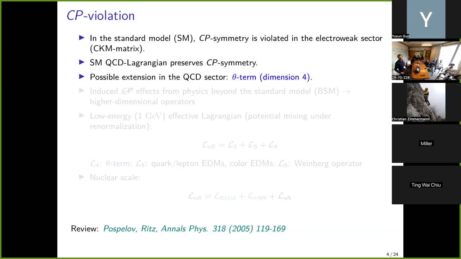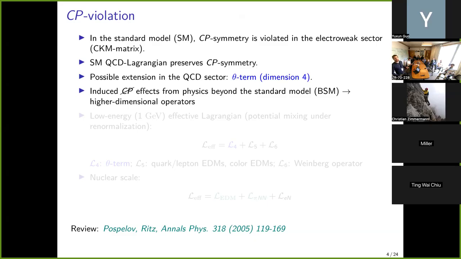But there is a possible extension, namely the theta-term, which is a dimension 4 operator that you can add to the Lagrangian. And if you consider physics beyond the standard model, and you build an effective theory at standard model scales, basically, that can also induce CP violating effects, which look like higher order terms in the QCD-Lagrangian.